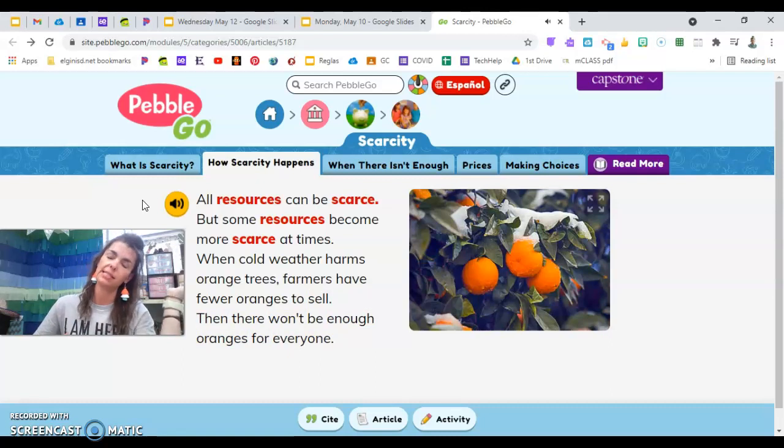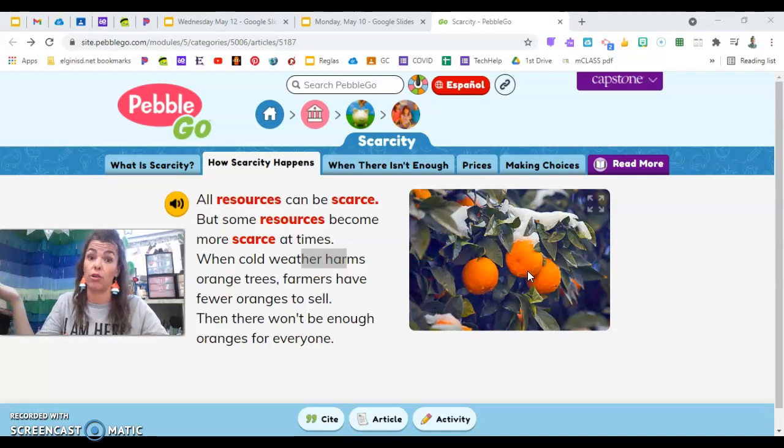Okay, so on that last slide, we saw there was only one orange, but 3 girls. There were not enough oranges. But why were there not enough oranges? Here, they explained why. Look at the picture. What happened to the orange tree? It got too cold, so not enough oranges grew. So now there's not enough oranges for everyone to have one.